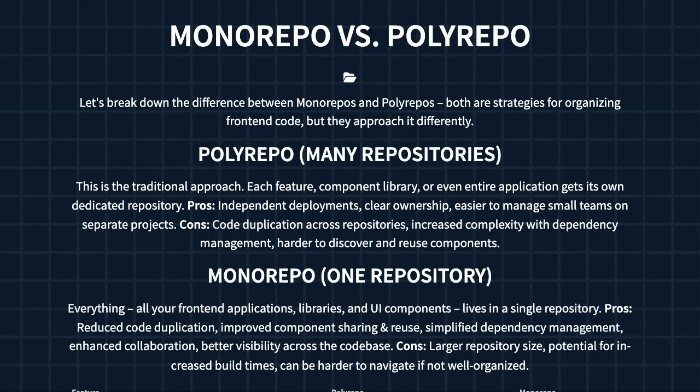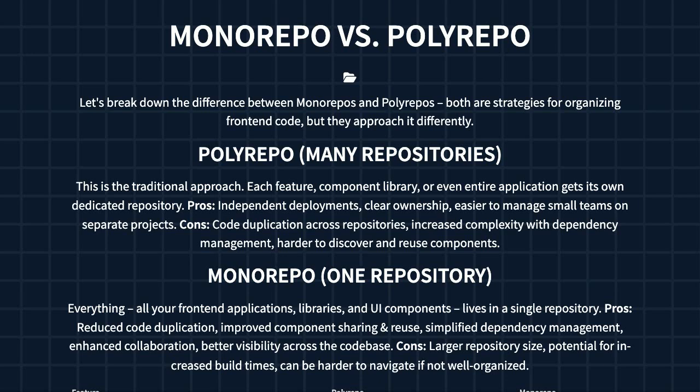Okay, let's talk about how we organize our front-end code. Traditionally, most projects use a polyrepo approach. That means each feature, library, or even whole app has its own separate repository. It's simple to understand initially, and it can work well for smaller teams working on distinct things. But as things grow, you start seeing problems: lots of duplicated code, complicated ways to manage dependencies between those repositories, and it becomes harder to share components across projects.